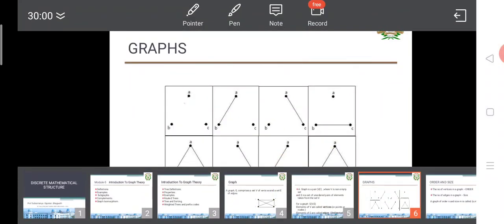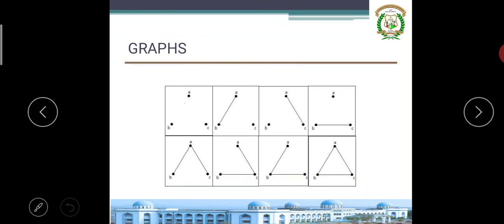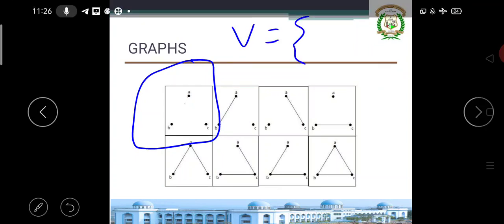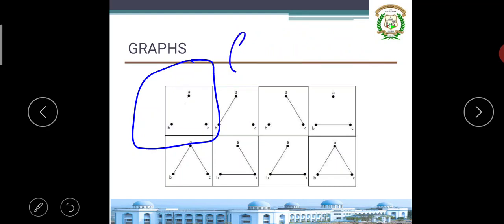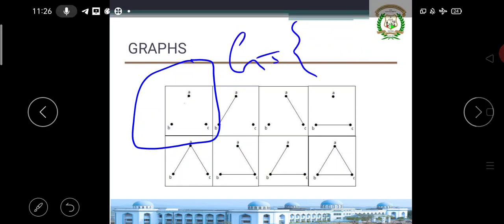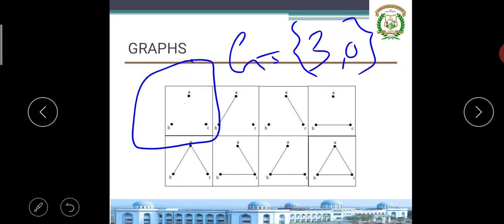If you observe these graphs, the first graph contains three vertices. The vertices of the first graph are A, B, C. The number of edges is 0 because no edges are available. This graph, G, has three vertices and zero edges.